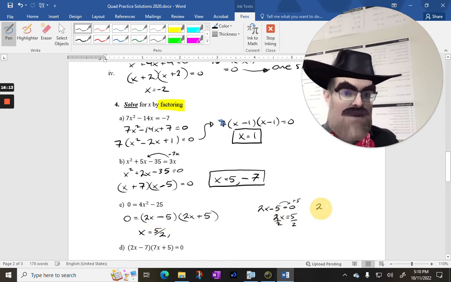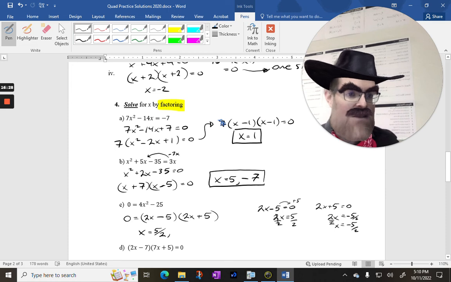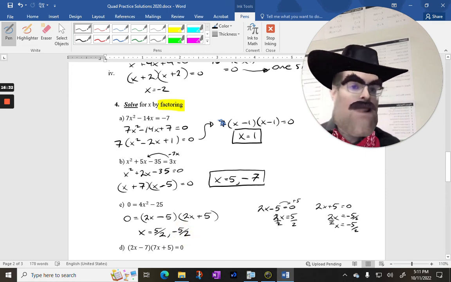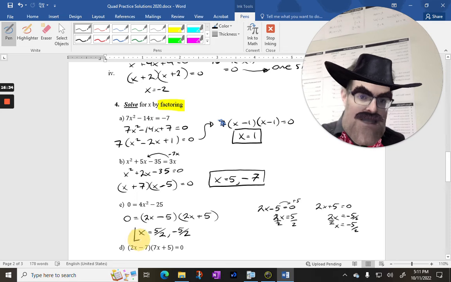Then you do the same thing with the other one. And you don't have to show this step if you're really good at this mental math. But sometimes I do it just so I don't make mistakes. So divide by 2, divide by 2 here. Those are my answers. Negative 5 over 2. Cool. All right, I'm going to put a little box around that.